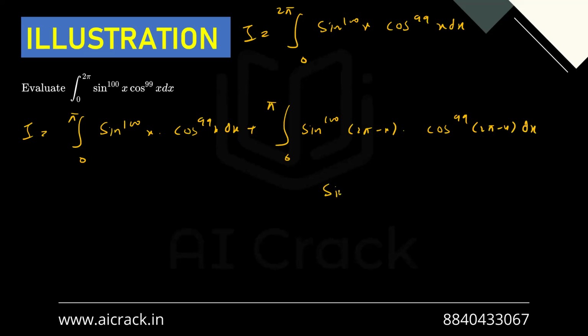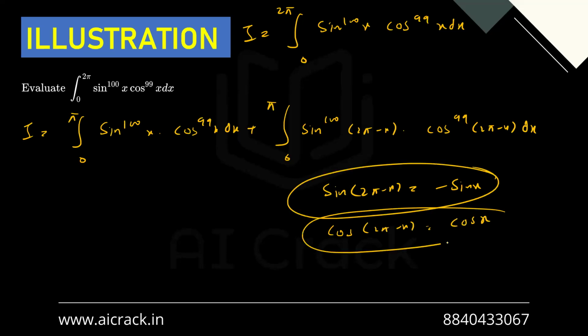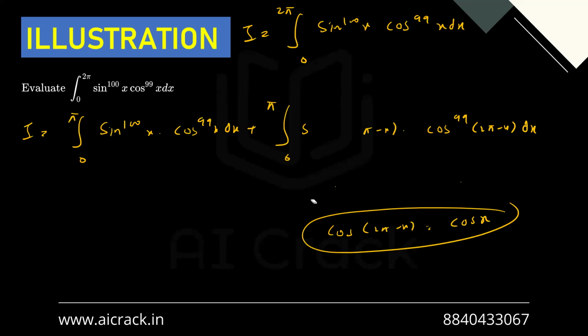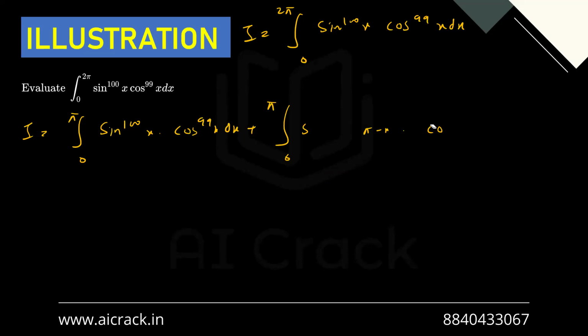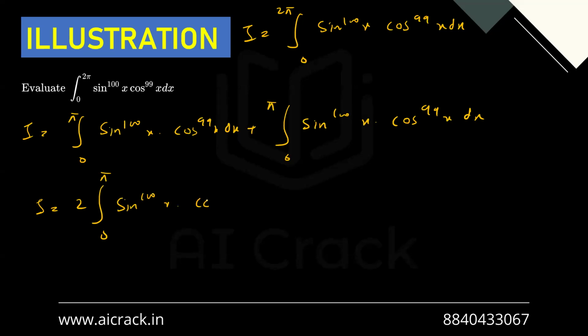Now we know that sin of 2 pi minus x equals minus sin x, and cos of 2 pi minus x equals cos x. We have a negative sign here and a positive sign here, but since we have an even power, it doesn't matter. So this automatically becomes sin^100 x cos^99 x dx, and this actually becomes 2 times integral 0 to pi sin^100 x cos^99 x dx.